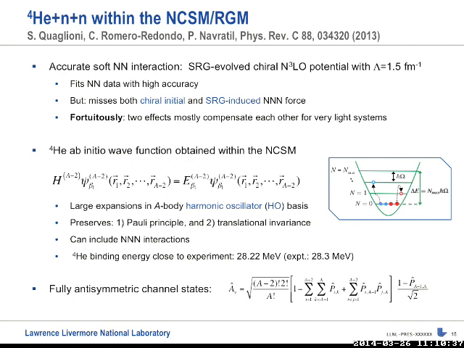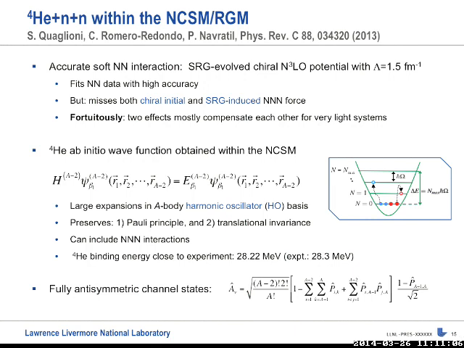We are using SRG evolved chiral potential to a fairly low momentum because that makes it soft. This fits the nucleon data accurately, but of course misses both chiral initial and SRG-induced three-nucleon forces. Fortuitously, the two effects mostly seem to compensate each other for very light nuclei. But that's not to be expected or anything. It's just a matter of luck.